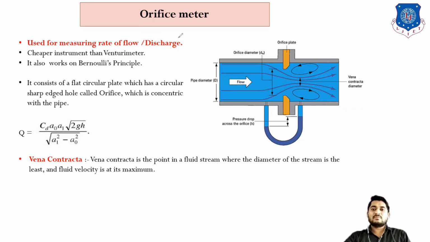So what do you mean by orifice meter? Basically, an orifice meter is also an instrument used for measuring discharge or flow rate, but it is cheaper than a Venturi meter, right? It also works on Bernoulli's principle.